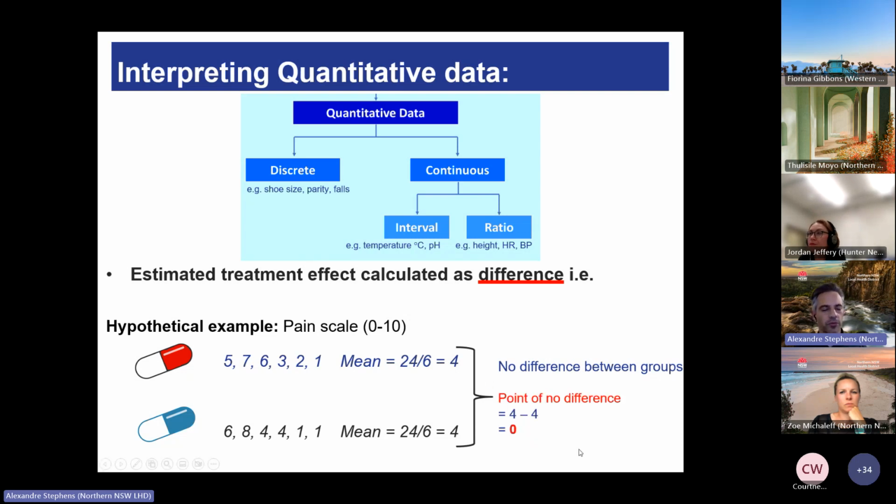If we continue working through this example, we want to calculate the treatment effect, and that's given by the differences in the mean between the two treatment groups. And it's fairly easy this time for this example. We see that both groups have a mean pain score of 4. 4 minus 4 is 0.